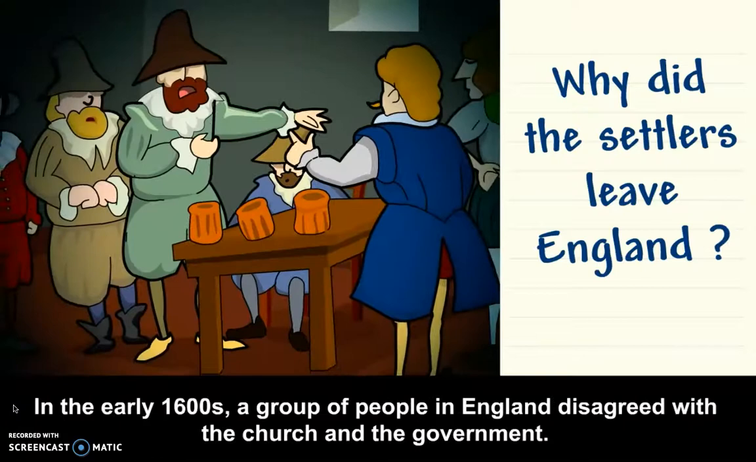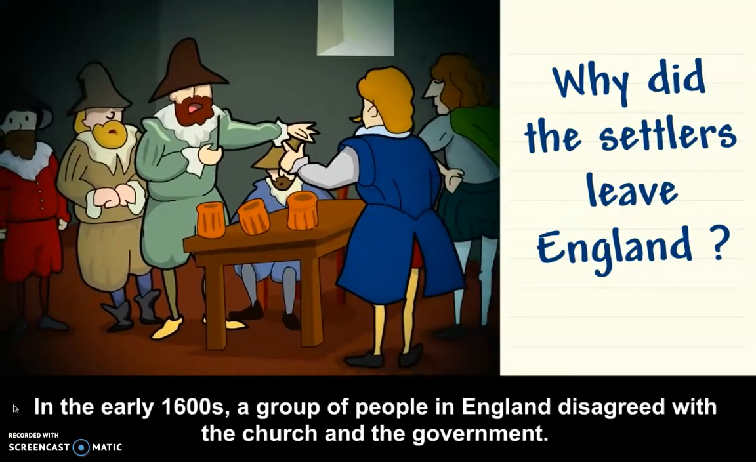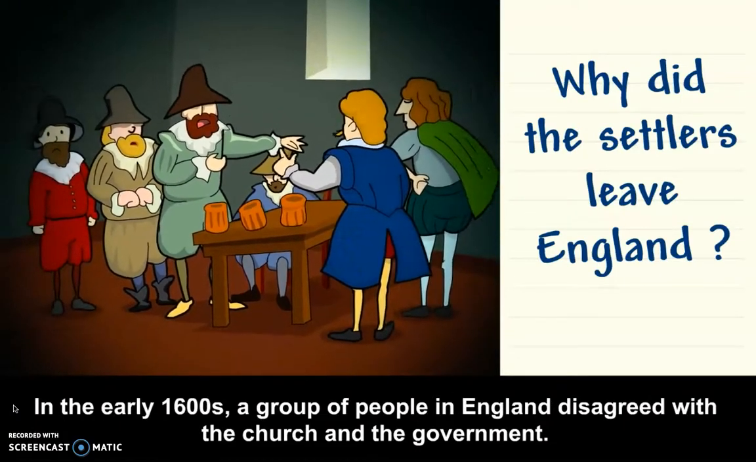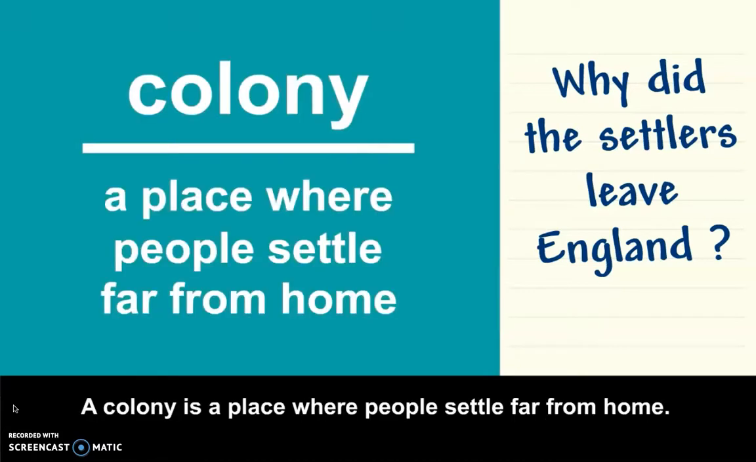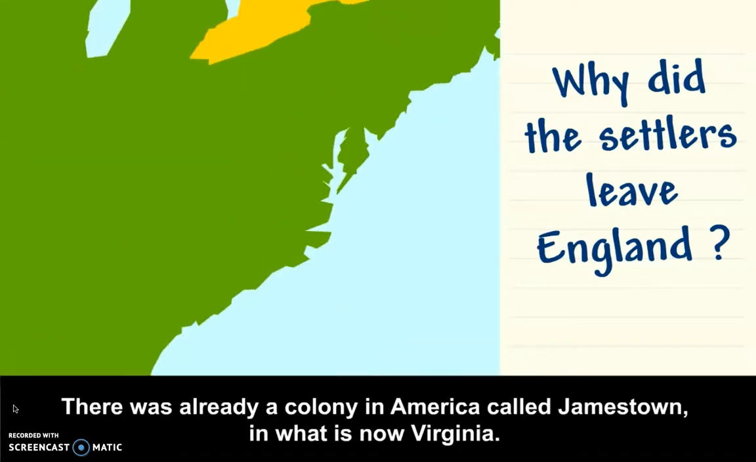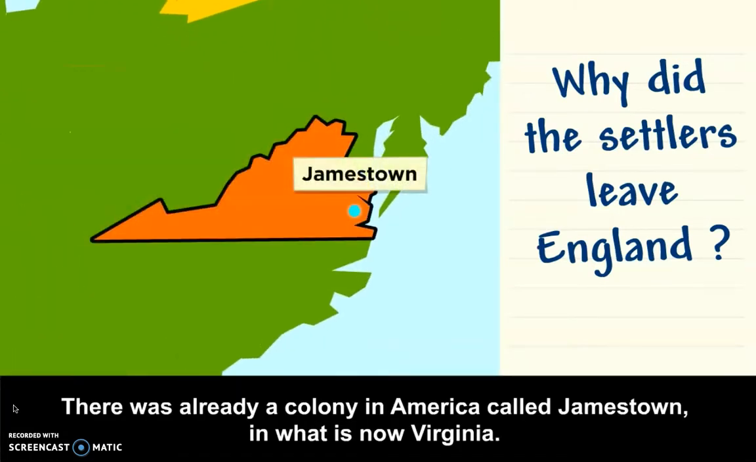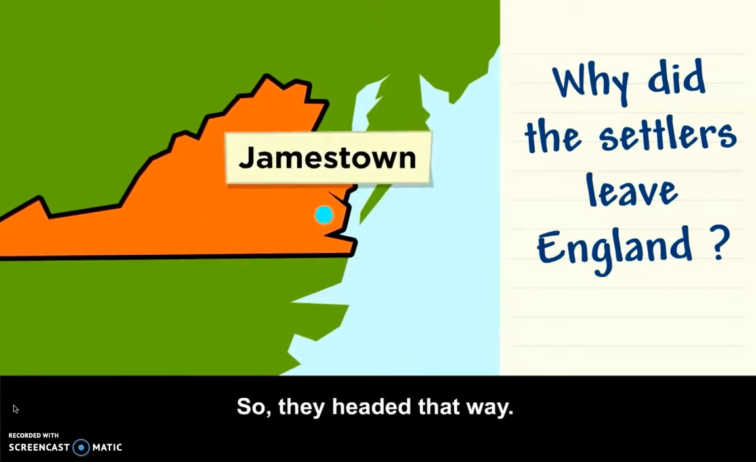In the early 1600s, a group of people in England disagreed with the church and the government. They wanted to leave the country and start their own colony. A colony is a place where people settle far from home. There was already a colony in America called Jamestown, in what is now Virginia, so they headed that way.